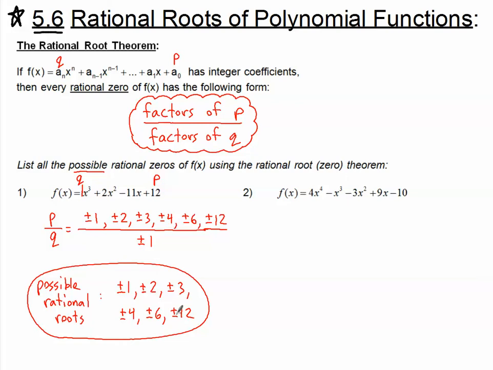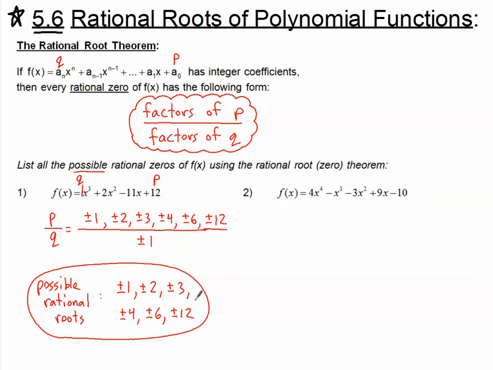Now, there are not 12 answers to this cubic. In fact, there will only ever be 3 answers to a cubic. But if there are going to be rational answers, the 3 answers have to be one of these 12 numbers. And we'll look at a future tutorial, actually the next tutorial, how to find which ones actually are the answers.